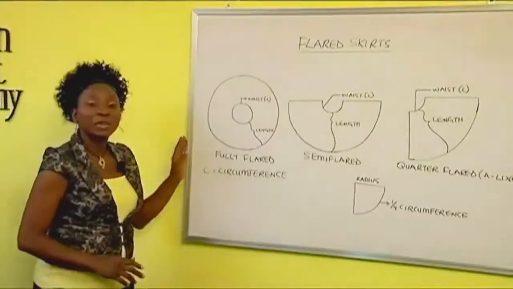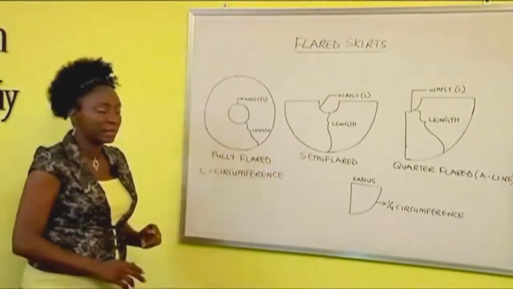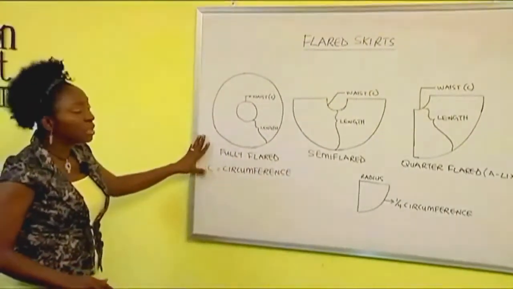are cut in circles, semicircles, or quarter circles. Let's go to the board and see how it looks. We can see that we have three different kinds of flared skirts. Now take a look at the fully flared skirt.